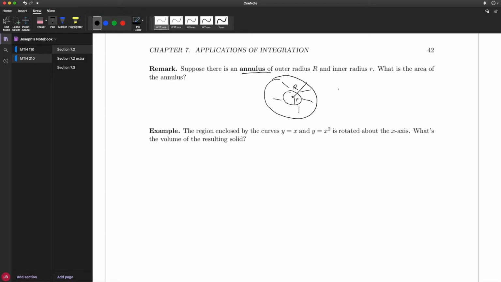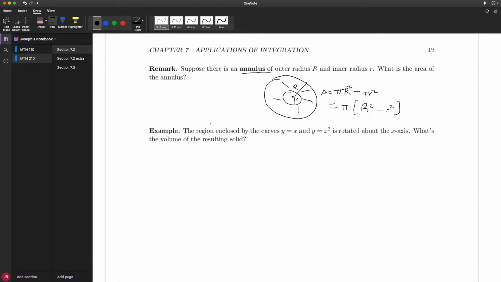Then I think we remember what we found is that the area was pi big R squared minus pi little r squared, because really what you're doing is you're just removing the area of the smaller circle from the bigger one. And if we factor out pi, we get something like this: pi times R squared minus r squared, like so, right?